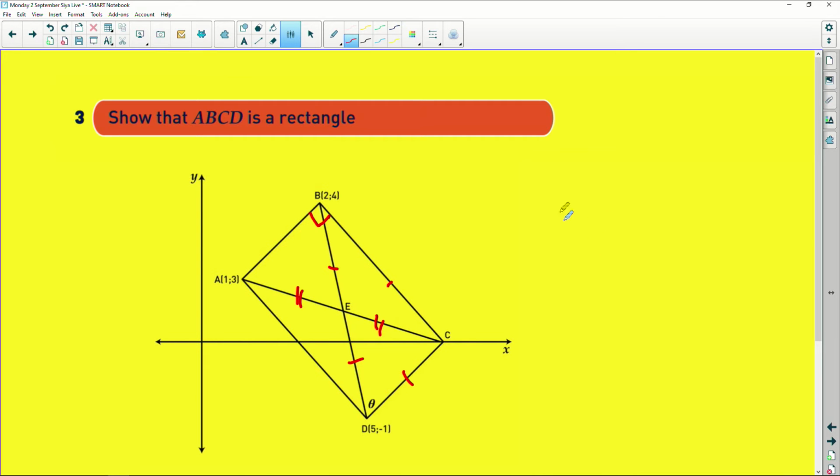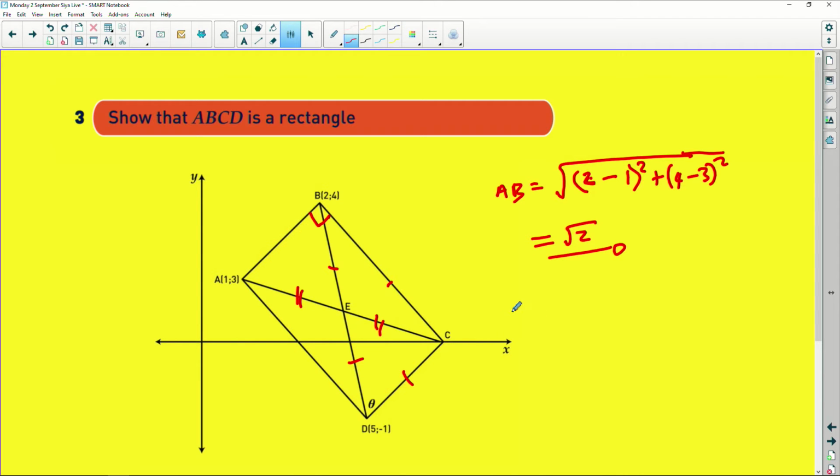So what I will then do here is I will say AB, not AC, AD rather, AB, is equal to the square root of 2 minus 1 all squared plus 4 minus 3 all squared. And then this will be equal to, 2 minus 1 is 1, that is 1 as well, so this will be square root of 2.